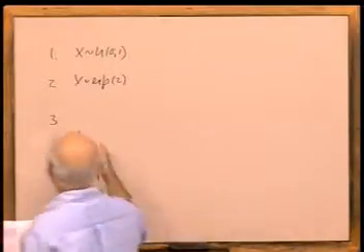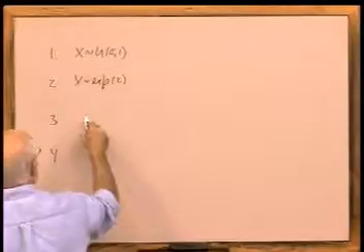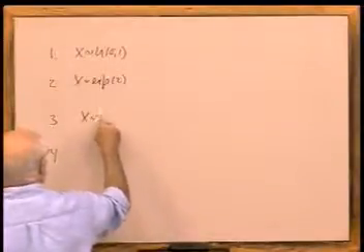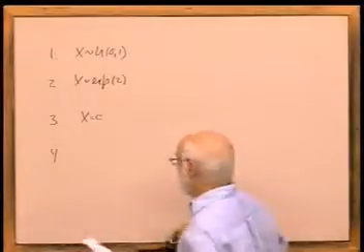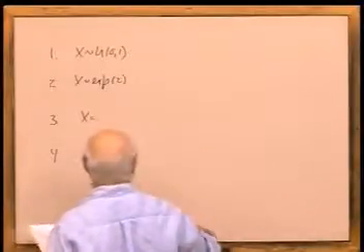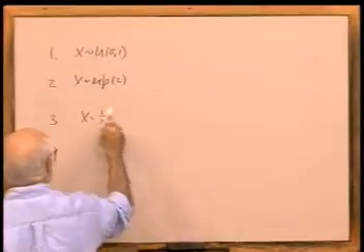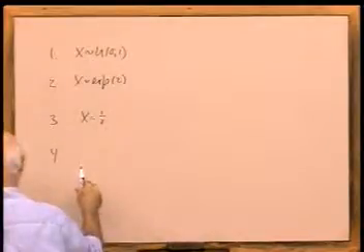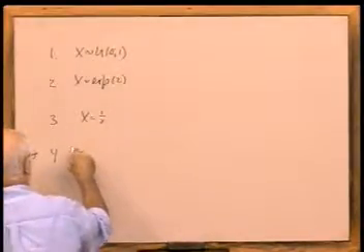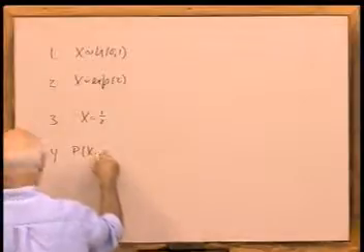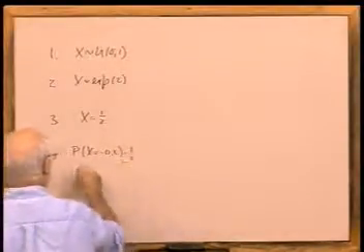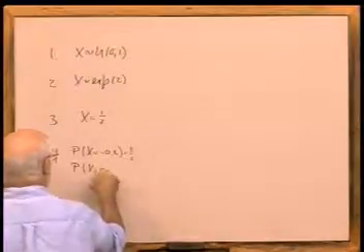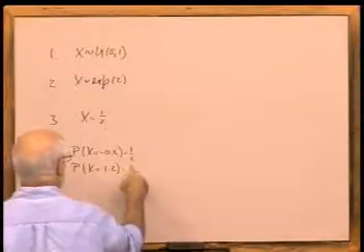Case number 3 is a simple one where x is equal to a constant. The way I specified that, as I said, is the probability x equals 1/2 is 1. So that constant is 1/2. And case number 4 is just a simple discrete case where the probability that x equals minus 0.2 is 1/2, and the probability that x equals plus 1.2 is 1/2.